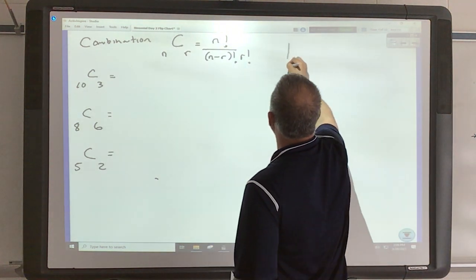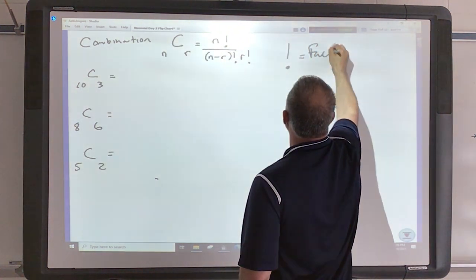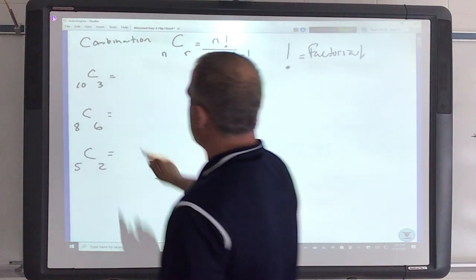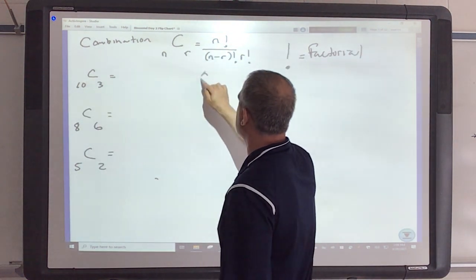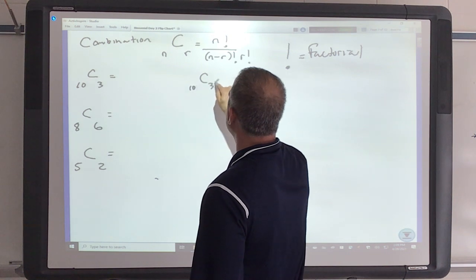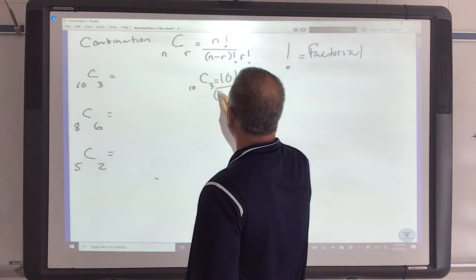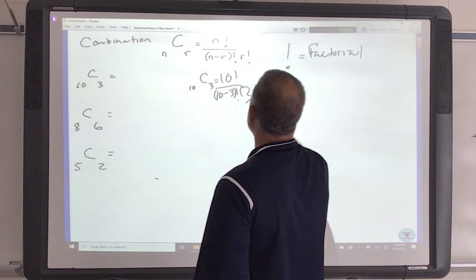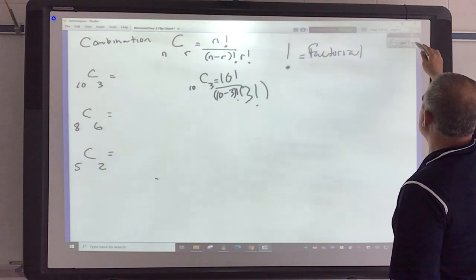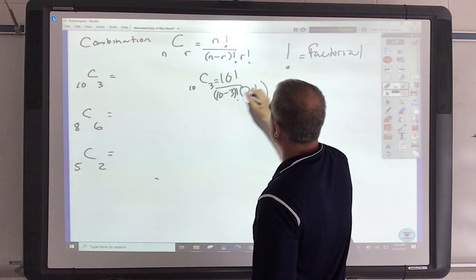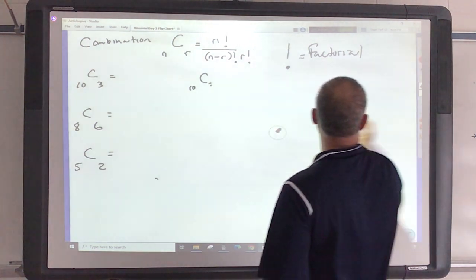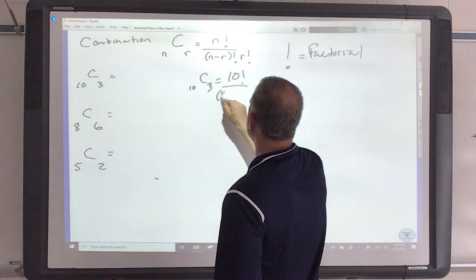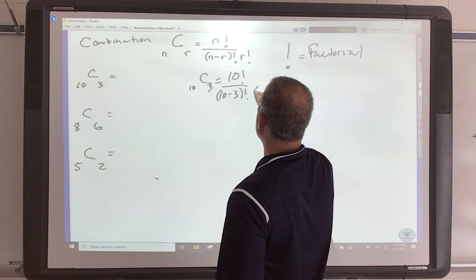This little thing with the exclamation point stands for factorial. So I just want to show you what that really means. When you see the combination formula, 10 choose 3, that means 10 factorial over (10 minus 3) factorial, times 3 factorial. I'm going to explain how to get it, but you're going to mainly use the calculator for this.